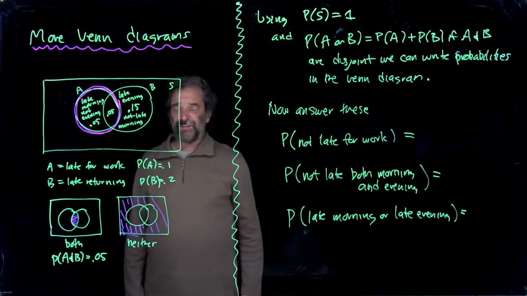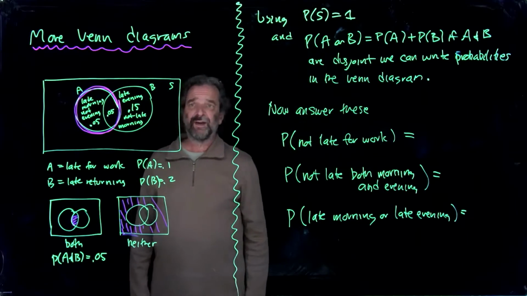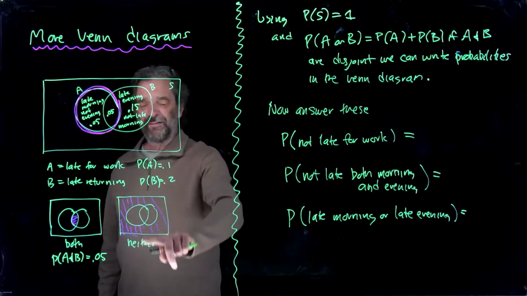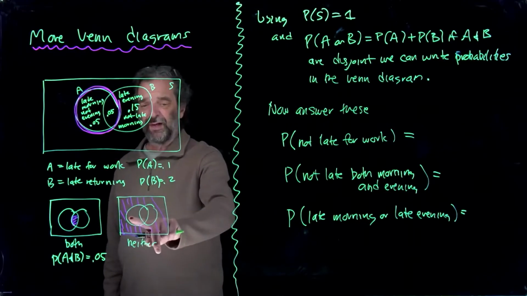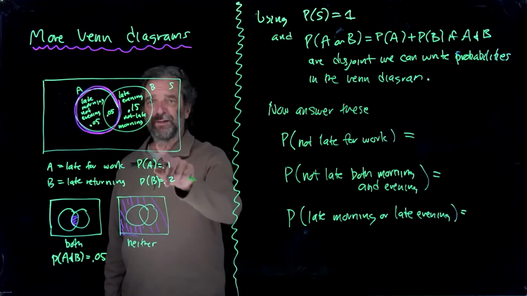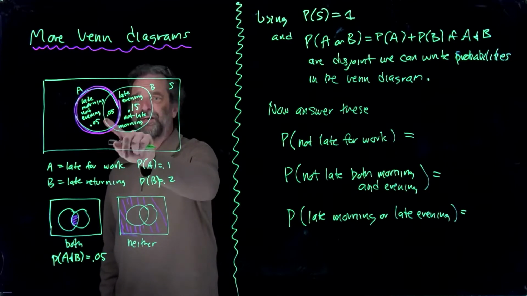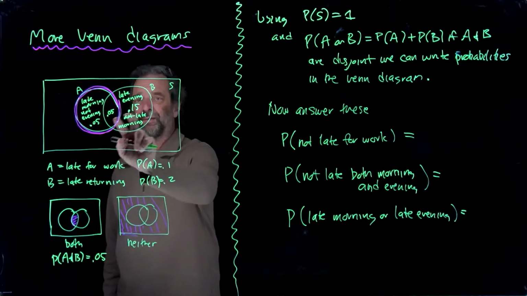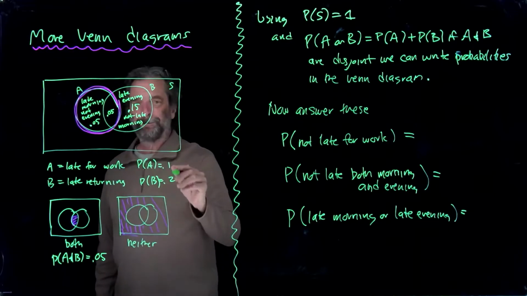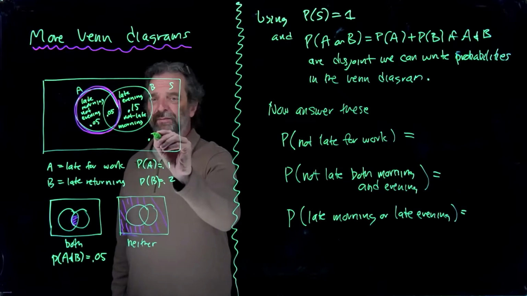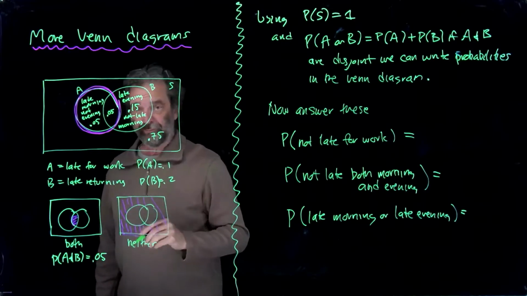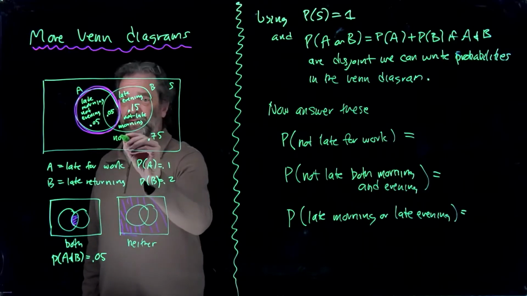And now we've filled in almost all the regions in the Venn diagram except this one out here. This one says never late at all. The sum of all the probabilities has to be 1. This is the only one left. So here I've got 0.05, 0.05, 0.15. That's 0.1 plus 0.15, 0.25. So this is the rest. It has to be 0.75. This is just not late either time.